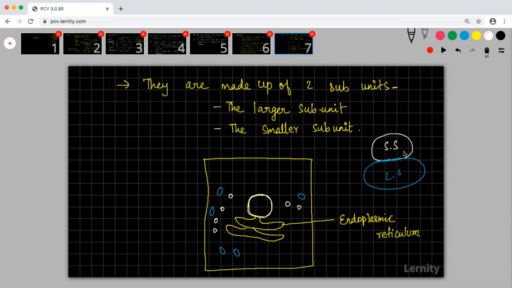Whenever you need to produce proteins, these two things will get associated. And this is the place where they will get associated. Where will they get attached? To the endoplasmic reticulum, like this. Okay. And then it will produce the protein. And once the protein is produced, it will leave. Are we able to understand?